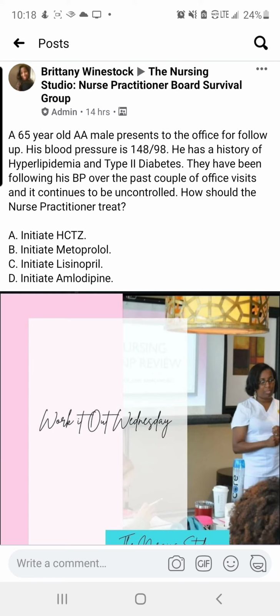So we took out A because it's a thiazide, but they're diabetic. We don't want to give a beta blocker, and D is a calcium channel blocker, okay? So the answer is C.